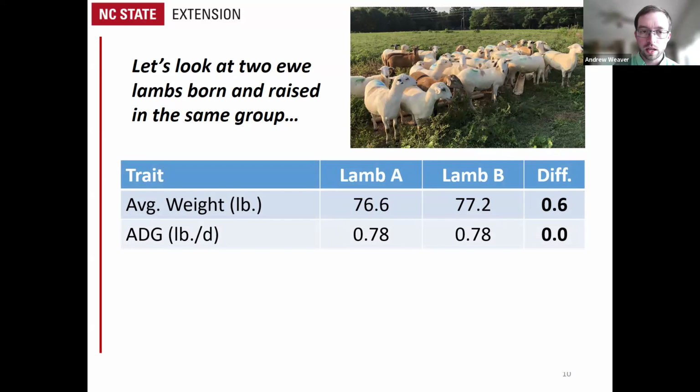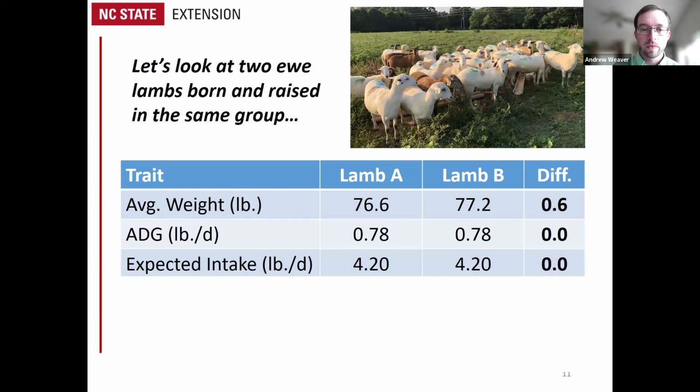So these two ewe lambs, average weight over the course of the study, one was 76.6, one was 77.2, only 0.6 pounds different. Average daily gain was exactly the same. So over the course of the feeding trial, they gained the exact same amount, and they pretty much weighed the same. So the expected intake would be the same, right? They grew at the same rate, and they weighed the same amount, so their expected intake would be the same. And so knowing that expected intake is the same, what did they actually eat?